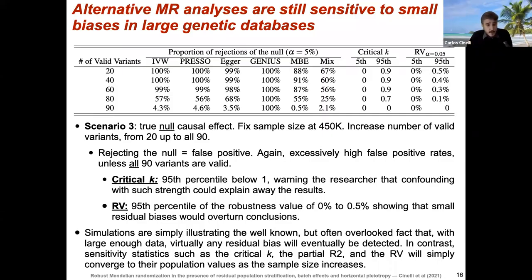They are simply illustrating the well-known but often overlooked fact that with large enough data, you're going to capture any signal, even if that signal is spurious. So the idea of sensitivity analysis here is that these sensitivity statistics, such as the critical K or the partial R squared or the robustness value, or other sensitivity statistics too, will simply converge to their population values as the sample size increases. So here, they are impervious to sample size considerations, and we are considering what is the effect of residual bias, what is the necessary strength, or what do we need to believe about residual biases to sustain the original claim of our traditional MR study.